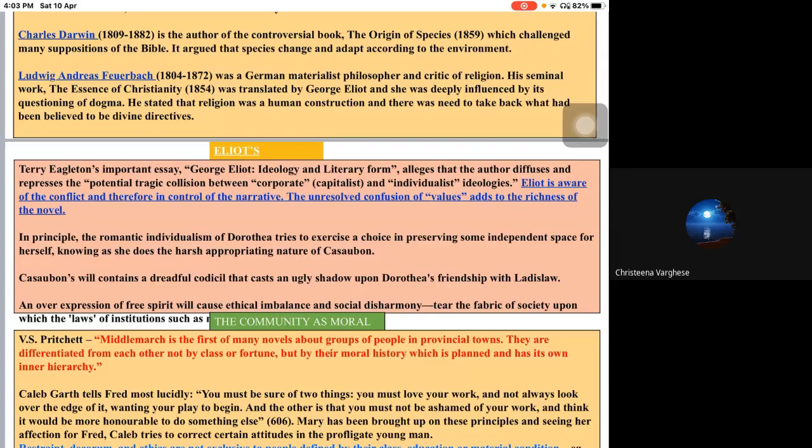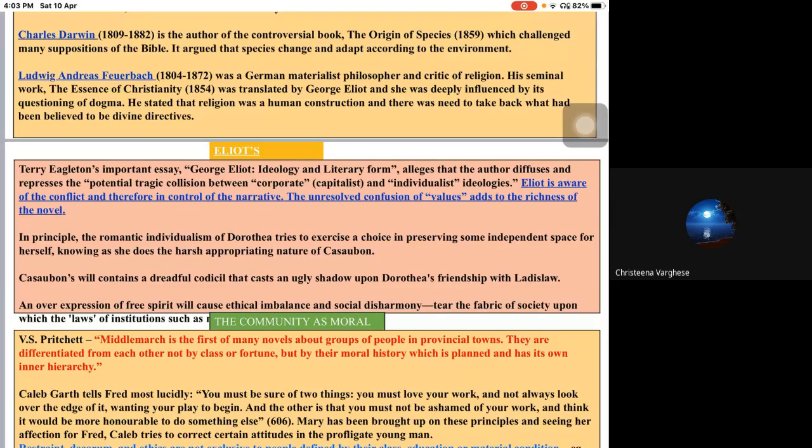Eliot is aware of the conflict and therefore in control of the narrative. The unresolved confusion of values adds to the richness of the novel. So she doesn't think of taking it to a well-defined ending, a well-defined conclusion, but that only adds to the richness of the voices that you find presented in the book.